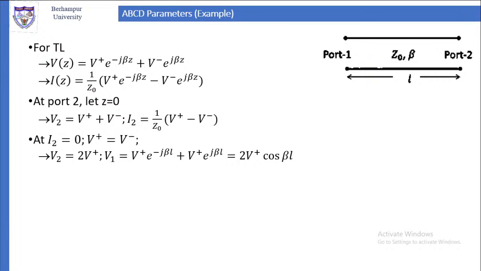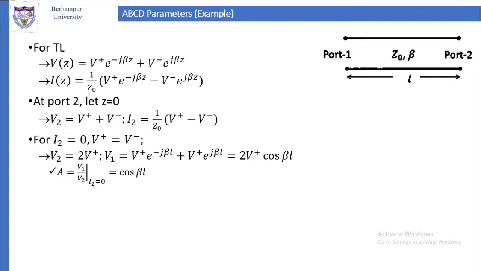Then V1 will be at a distance of L, z is equal to L. So V1 is equal to V plus exponential minus j beta L plus V minus, which is same as V plus, therefore plus V plus exponential j beta L. Take V plus common, then it is exponential j beta L plus exponential minus j beta L, which is 2 times cos beta L. Therefore, V1 is equal to 2 times V plus cos beta L when I2 is equal to 0.